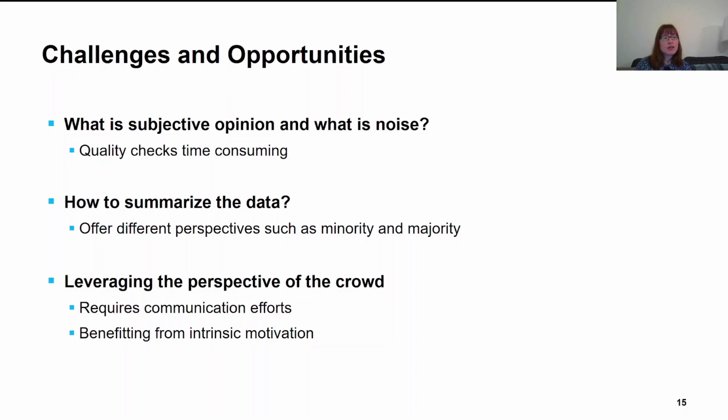We discovered that subjective tasks such as ours required higher communication efforts because crowd workers were often unsure. On the other hand, when analyzing participants' comments, we discovered also intrinsic motivation for some crowd workers, which was definitely an opportunity.